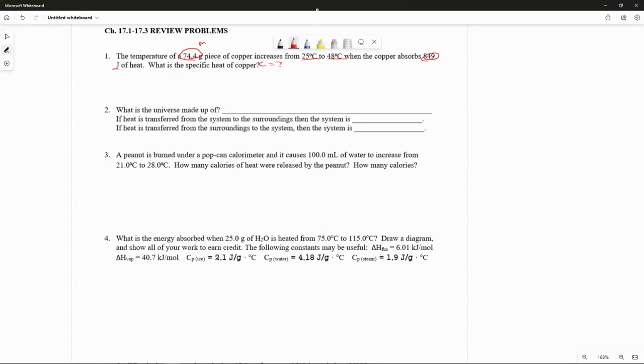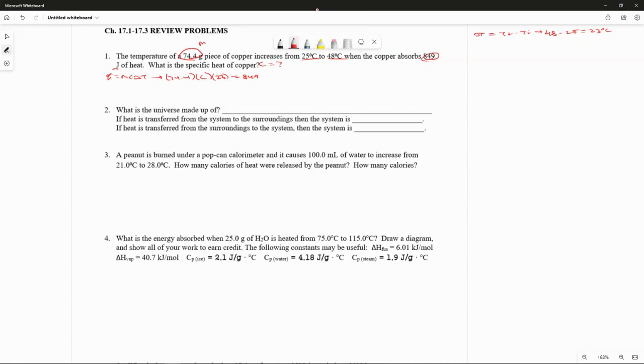We know delta T is equal to temperature final minus temperature initial. Temperature initial is 25, temperature final is 48. So 48 minus 25 equals 23 degrees Celsius. Now we have mass, we have Q, we don't know C. All we've got to do is plug it into Q equals mC delta T: 74.4 mass, C is the question mark, and delta T, which we figured out was 23, equals 849 joules.